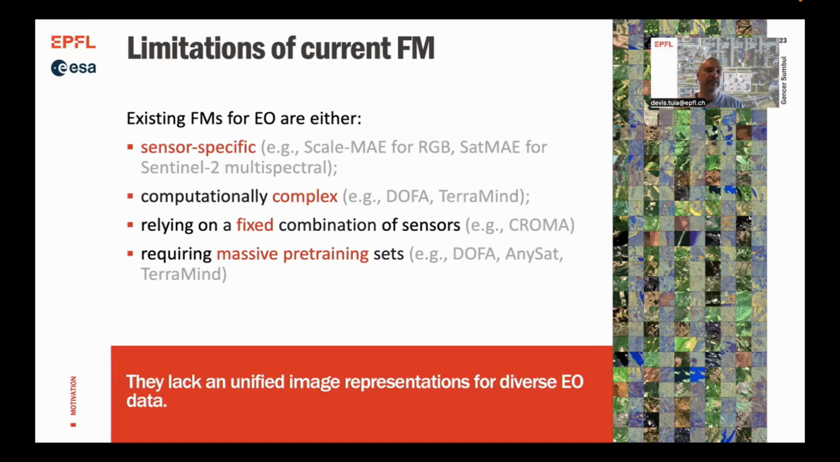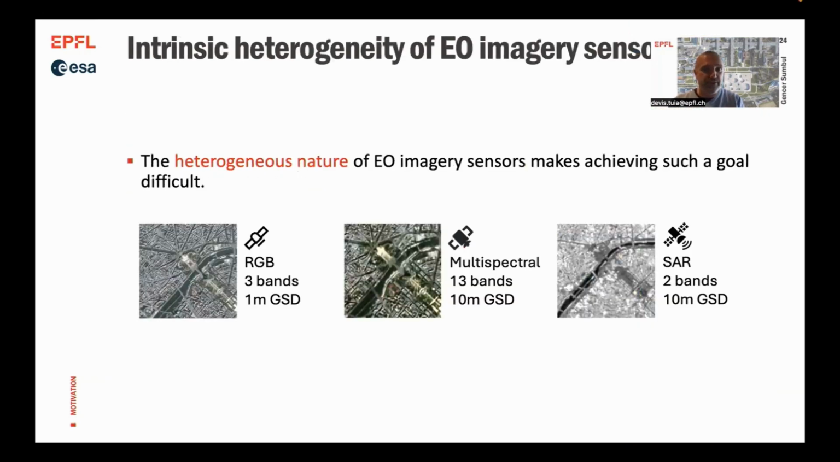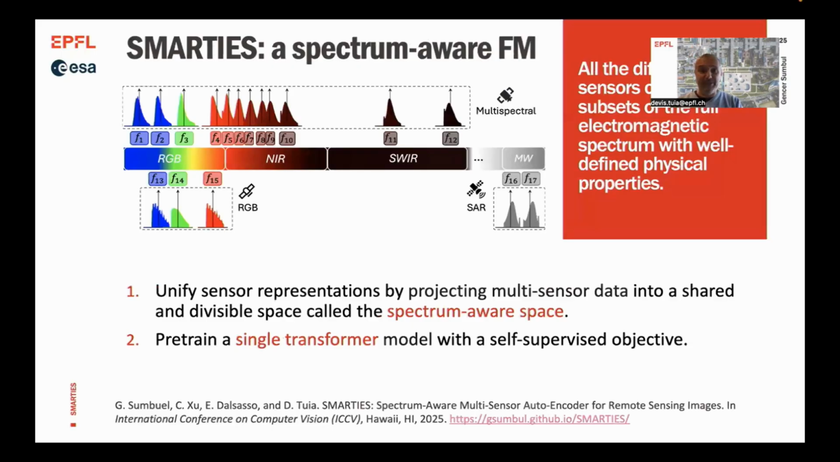In our work in Smarties, we try to tackle those by having a unified image representation for the diverse EO data, so a multimodal foundation model that can also expand the sensors it has been trained on. Because we know that our sensors are very different. If you go from high resolution RGB, multispectral data, to SAR data, they see very different things. They have different resolutions, different bands, and it would be very nice to be able to compensate the weakness of one with the strengths of another. And since nowadays we start to have a lot of collocated data, that's probably something that we can leverage. And so this is why we thought about Smarties.